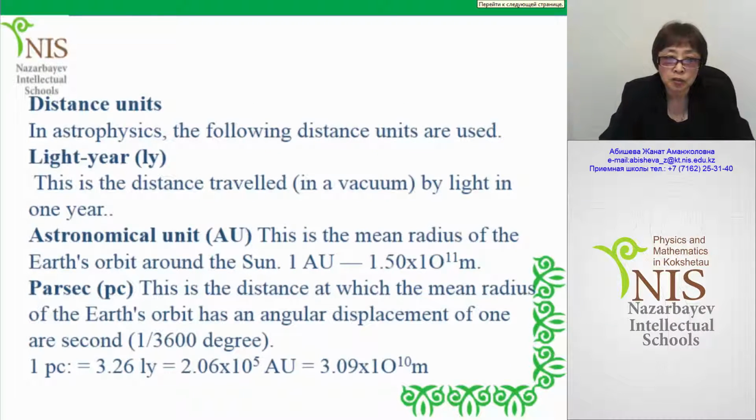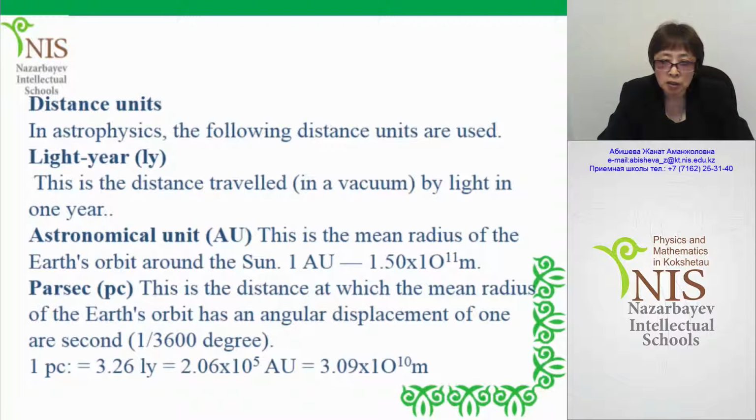In astrophysics, the following distance units are used. Light year: the distance traveled in a vacuum by light in 1 year. Astronomical unit: the mean radius of the Earth's orbit around the Sun. One astronomical unit equals 1.50 times 10 to the power 11 meters.